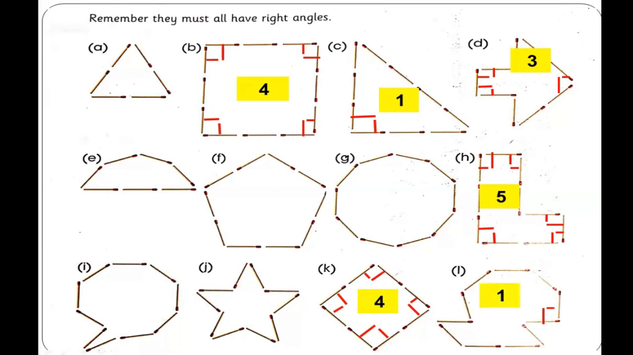So these are some 2D shapes which have right angles, and some which don't have a right angle. Now I hope you are clear about how to find the right angle in 2D shapes.